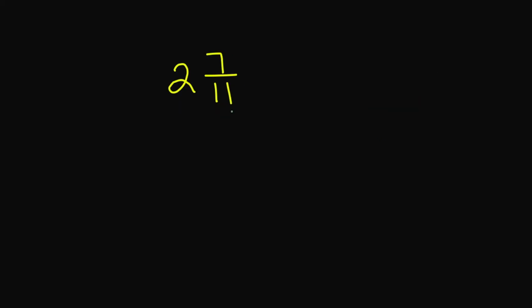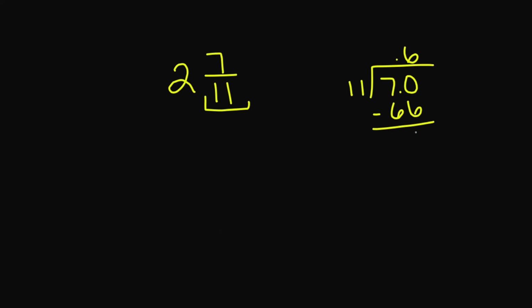So let's look at this example here. I'm going to first divide my 7 divided by 11. So 11 is on the outside, 7 is on the inside. 11 does not go into 7. However, 11 goes into 70 6 times. 11 times 6 is 66. 70 minus 66 is going to equal 4. 11 doesn't go into 4, so I'm going to bring down a 0. 11 now goes into 40 3 times. 11 times 3 is 33. 40 minus 33 is going to equal 7.